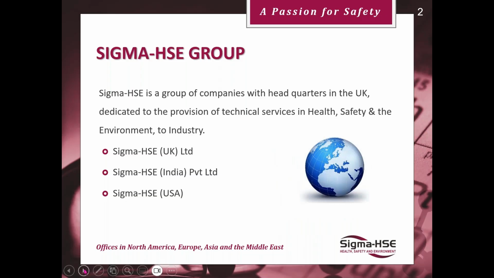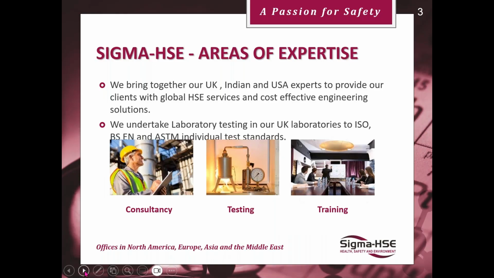Sigma-HSE Group, well, we're a group of companies based in the UK. That's our head offices, and we provide technical services, health, safety, and environment. We have 3 units: Sigma-HSE UK, Sigma-HSE in India, and also Sigma-HSE USA. We bring together our UK, Indian, and USA experts to provide clients with global HSE services, and we try to give you cost-effective engineering solutions.